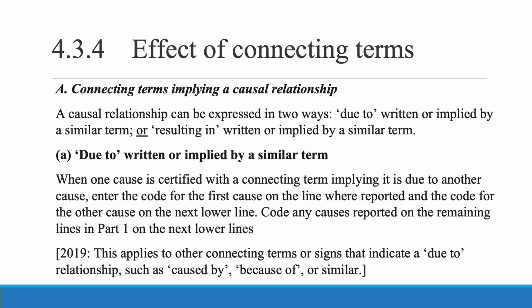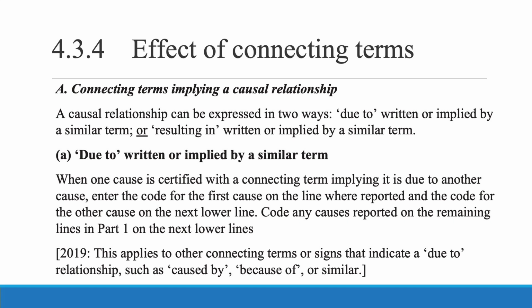Here's our first instruction at subsection 4.3.4, effective connecting terms. The first type of connecting term being one that implies a causal relationship. A causal relationship may be expressed in two ways: due to, written or implied by a similar term, or resulting in, written or implied by a similar term. Let's look at the slide at the first of these types of connecting terms that imply a causal relationship. Due to, written or implied by a similar term.